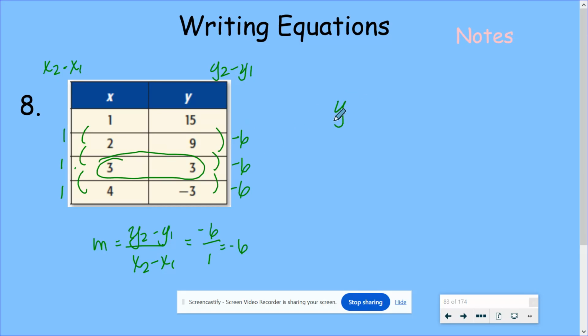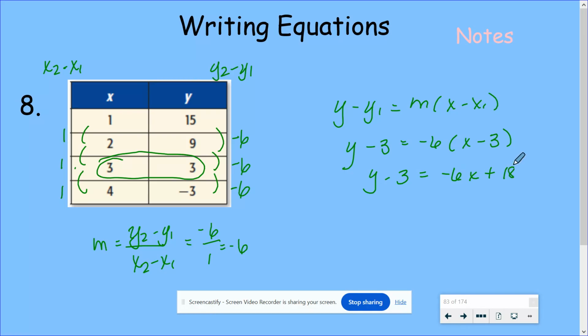So it's not going to matter which one goes into the y sub 1 or the x sub 1 spot, since they're both the same. So I'm going to use 3, and then my slope is negative 6, x minus my x, which is 3. And again, it doesn't matter. I could use any set of points I want. So y minus 3 equals negative 6x plus 18. Add 3 to both sides. So y equals negative 6x plus 21 is my final answer.